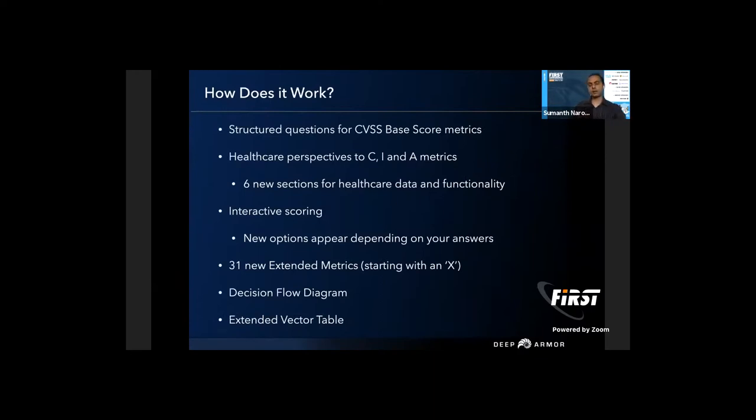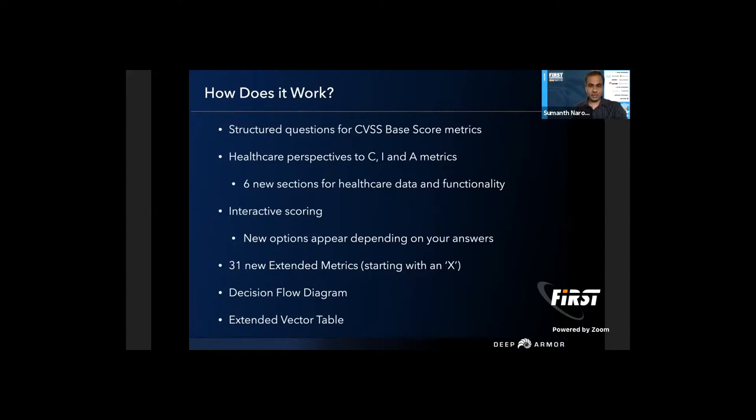So how does it work? The FDA and MITRE effort does not reinvent the wheel. So we now have structured questions for CVSS and base score metrics. But the CIA, the confidentiality, integrity, and availability metrics, have gone through a lot of overhauling. There have been 6 new sections specifically on healthcare-related topics with respect to data as well as functionality. Some of the scoring is now interactive, unlike the traditional CVSS. Based on how you answer question A, question B may come up or question C may pop up. So new options appear based on how you answer.